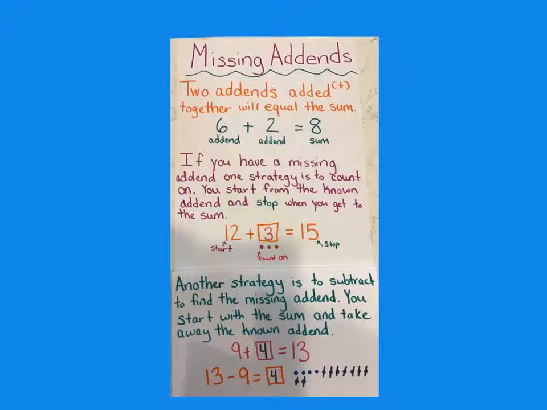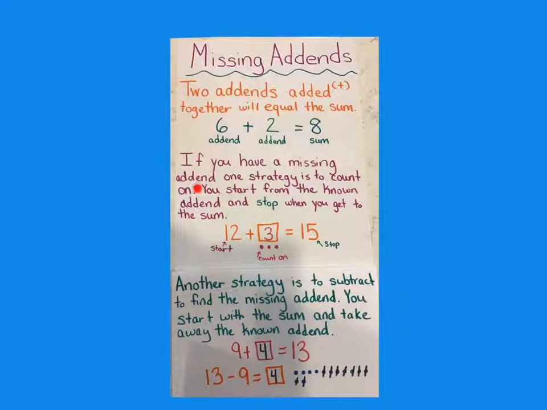This is our anchor chart that we created together. It's titled Missing Addends. And remember, two addends added together will equal the sum. As you can see, the number 6 is an addend, the number 2 is an addend, and then 8 is the sum, which is your answer.